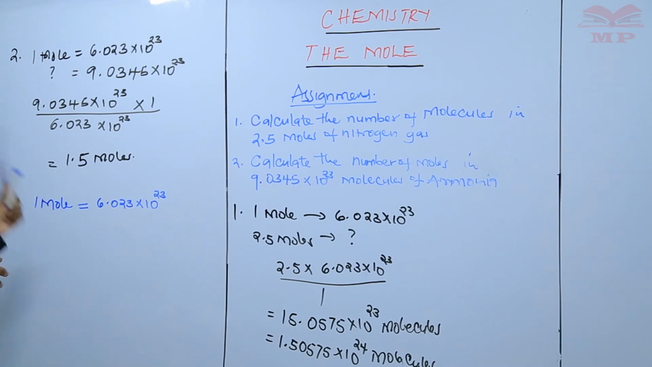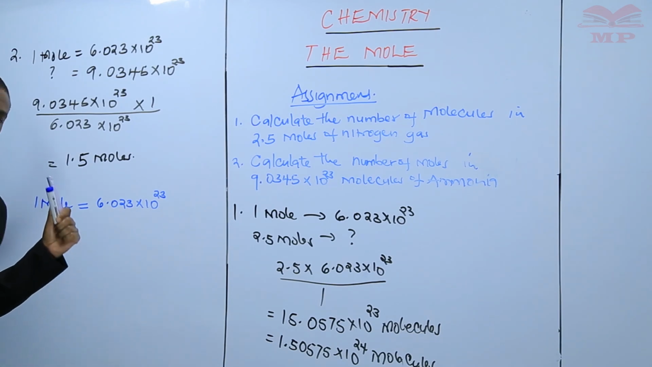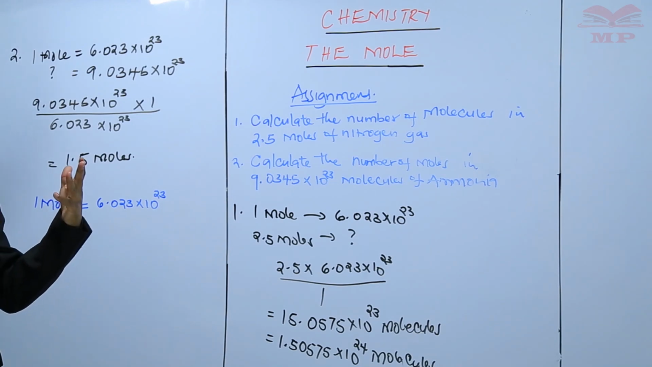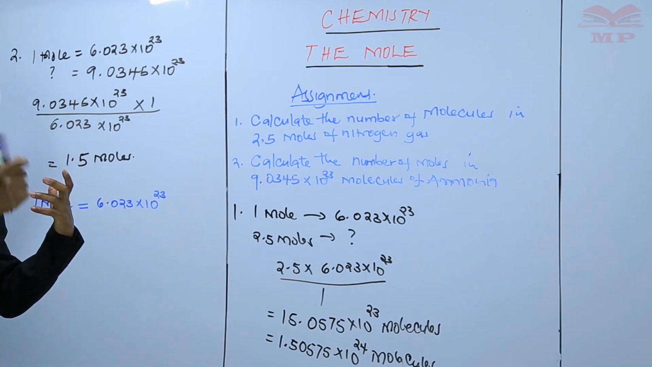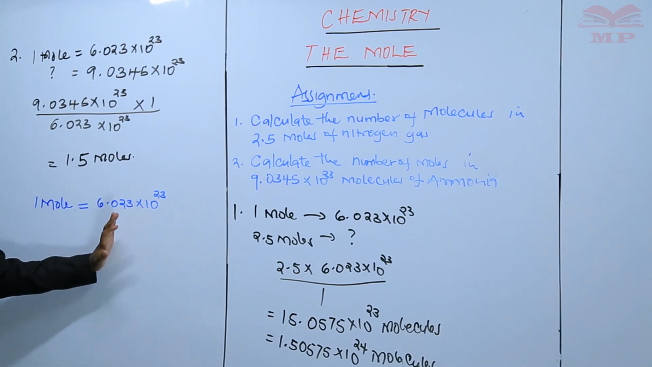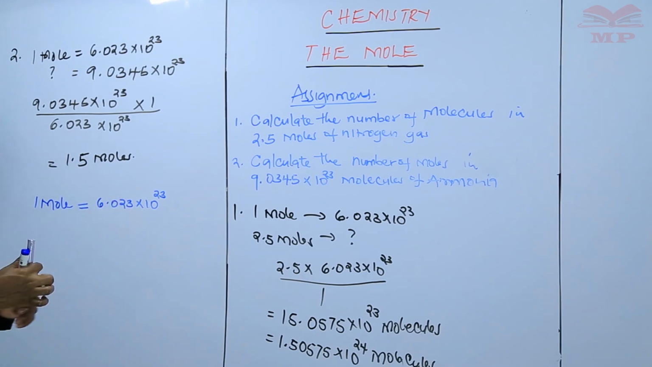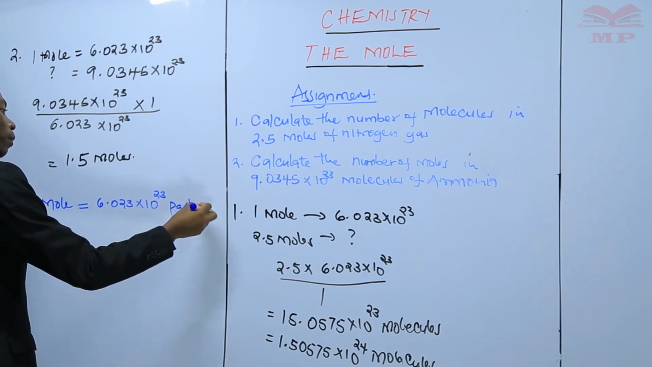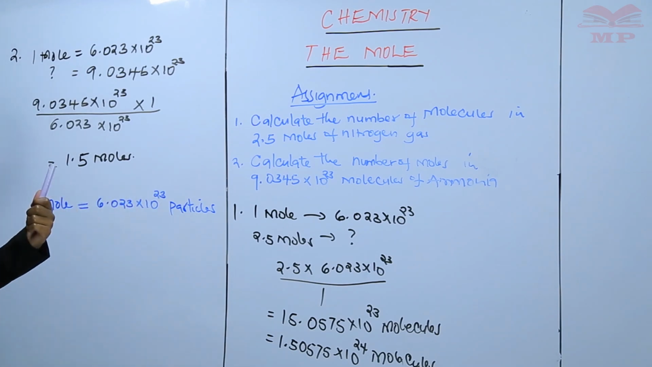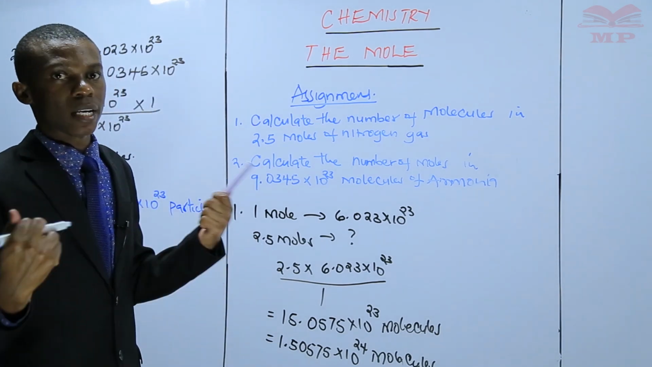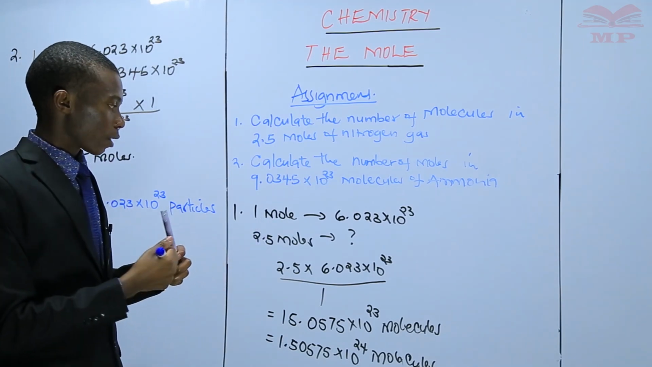And this is 1 mole of any substance, be it a gas, be it a metal or something like that. So 1 mole is equal to 6.023 times 10 raised to power 23 particles. And those particles can be molecules, atoms, ions, electrons, and so on.